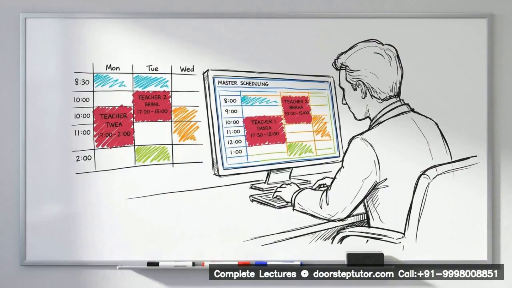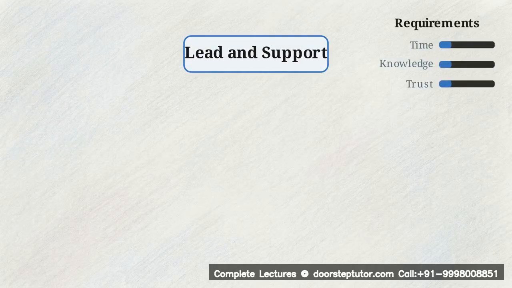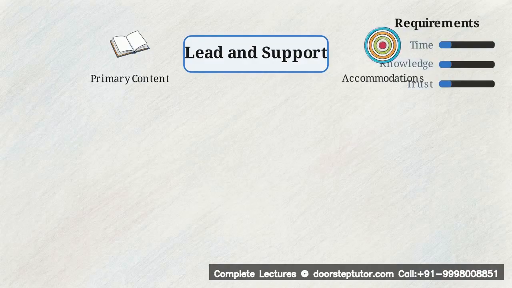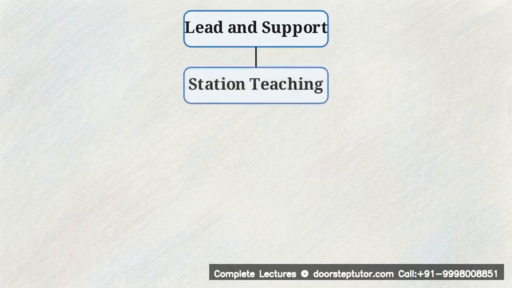an idealized plan. Lead and support serves as the baseline model. It has the lowest requirements for shared preparation and built-in trust. One teacher plans the primary lesson content, while the other focuses specifically on individual behavioral or learning accommodations for students. While this requires less coordination, it can lead students to view the supporting teacher as an assistant rather than an authority figure in the room.